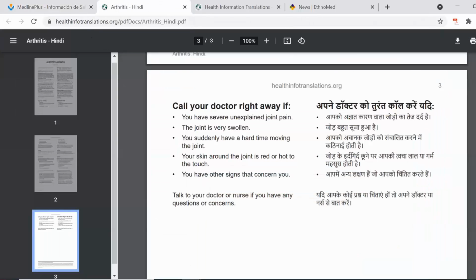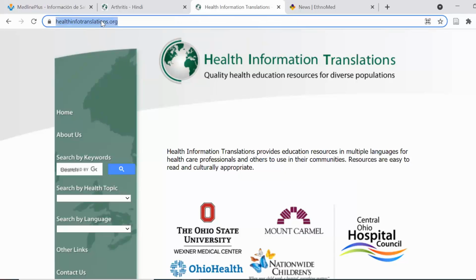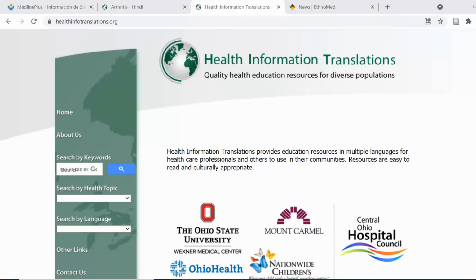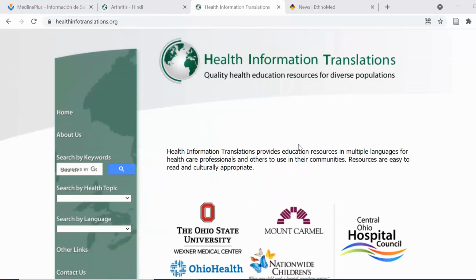Another one I want to highlight here is the Health Information Translations website. I'll provide it in the chat also for your perusal. And basically it works in similar regards to MedlinePlus, but there are a couple differences, namely being that it's not developed through the United States National Library of Medicine, but sponsored through a whole host of Ohio-centric organizations and universities. But the information that you can find here in terms of translations can be readily applied beyond just Ohio. That's just where the resource originated, right?